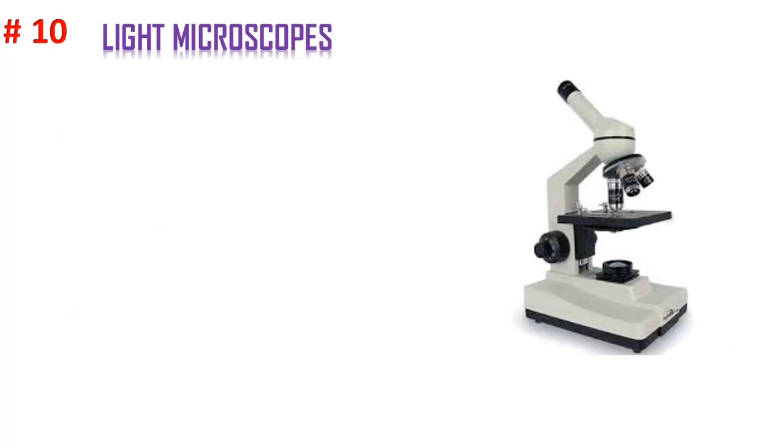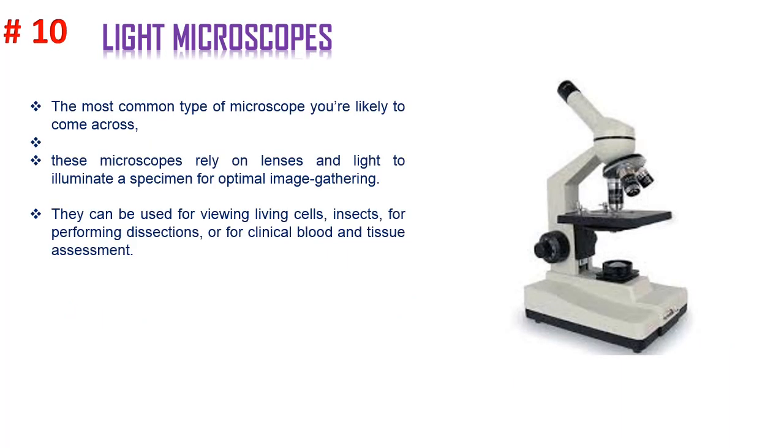Number 10 is light microscope. It is a very basic model of a microscope and the most commonly used microscope. These microscopes rely on lenses and lights to illuminate the specimen for optical image gathering. They can be used for viewing living cells, insects, for performing dissections, or clinical blood and tissue assessments.